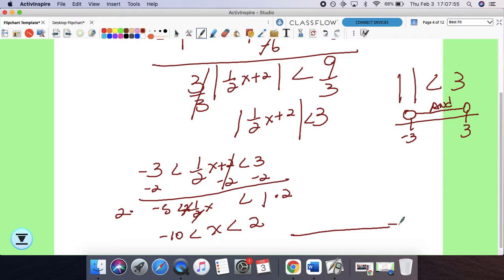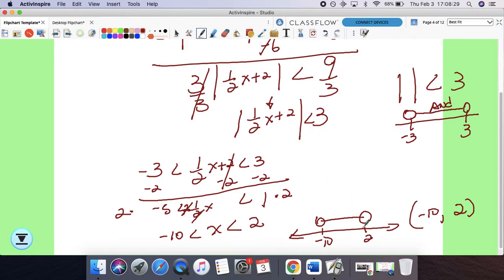So the solution on a number line looks like this. -10, 2. So x can be any number between -10 and 2, not inclusive. So let's just pick -10, not -10. Let me pick -8. So if you put -8 in here, -8 times a half is -4. -4 plus 2 is -2. Take the absolute value. -2 is 2. Is 2 less than 3?